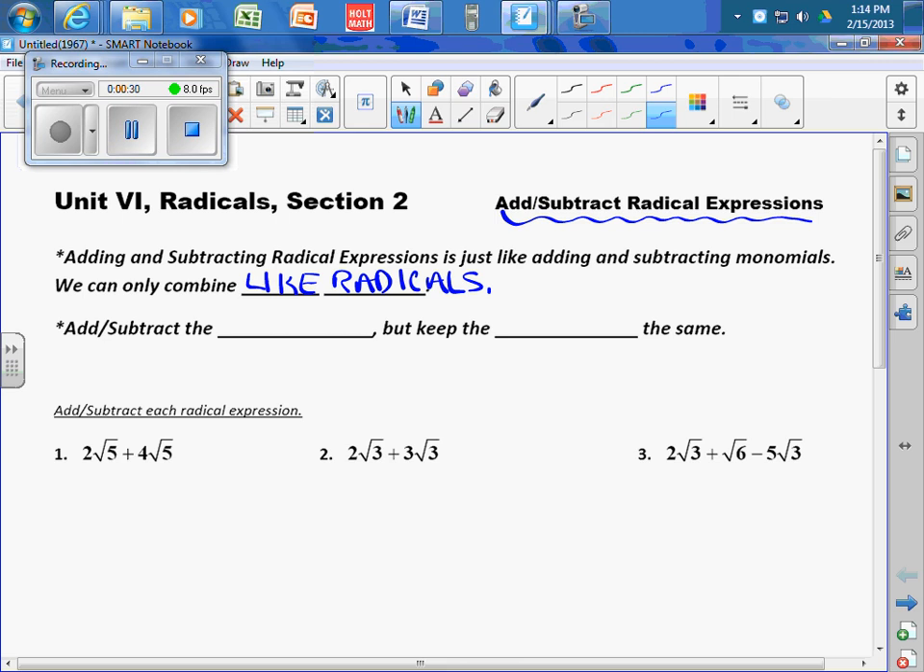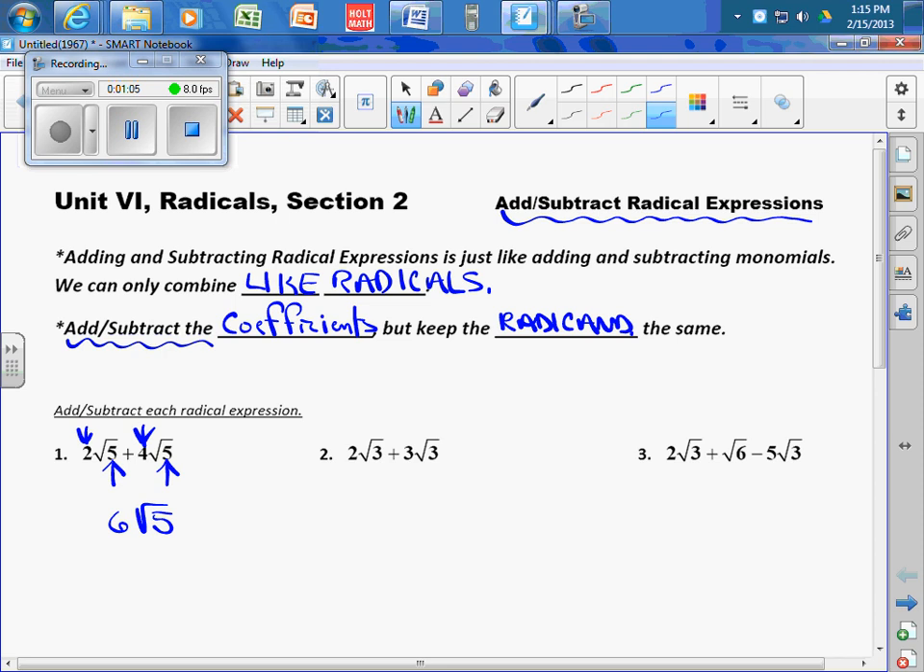Well, that means the radicands have to be the same. In other words, in number 1 down here, we have a radicand of 5 and a radicand of 5. That means I'm going to be able to add these guys together. And what we're going to end up doing is adding or subtracting the coefficients. But we'll end up keeping the radicand the same. So in number 1, we have 2 radical 5 plus 4 radical 5 is 6 radical 5.